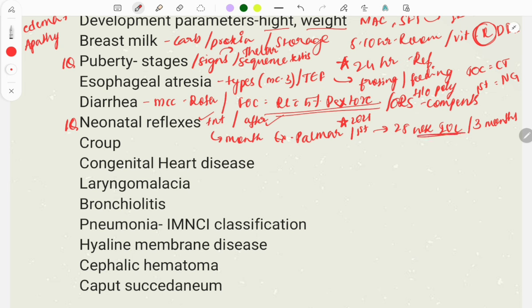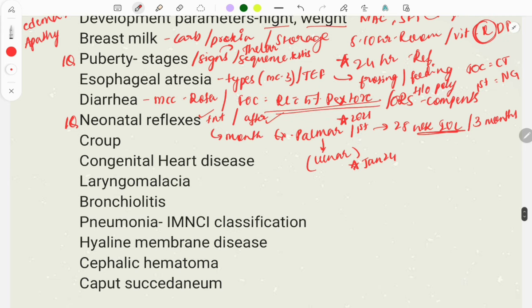Okay, and from palmar also it is the ulnar, which is the first. This question, I think, was asked recently in Jan 24, not sure, but something like this on the reflexes was asked in the recent exam. The other reflexes are the rooting reflex, which appears at the 32nd week, then the Moro reflex and the ATNR, asymmetric tonic neck reflex. These all are present at birth.